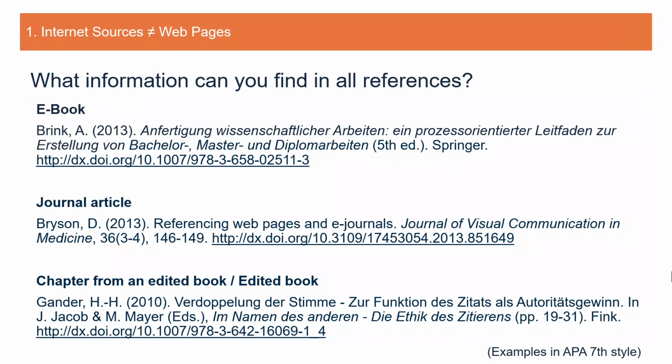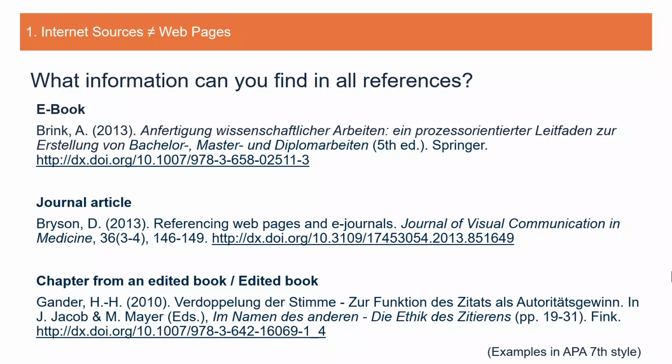Here we have the most common document types we usually cite. We have an ebook, an electronic journal article, and a chapter from an edited book. And we are going to look for the kind of common denominator. What's the pattern? And isn't there a pattern we can apply to all internet sources? By the way, all the examples we give in this video are formatted in the APA 7 style. Right, let's have a look what we can find.